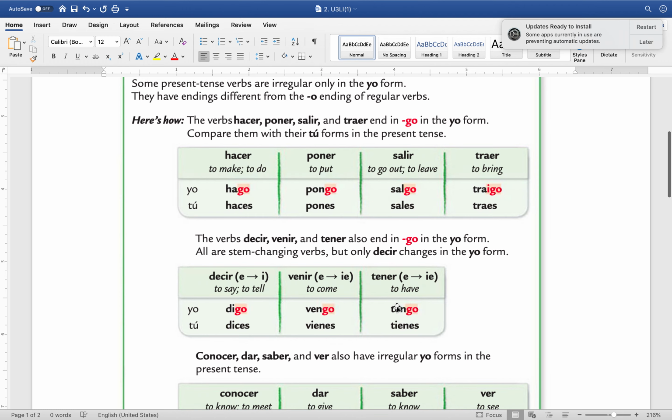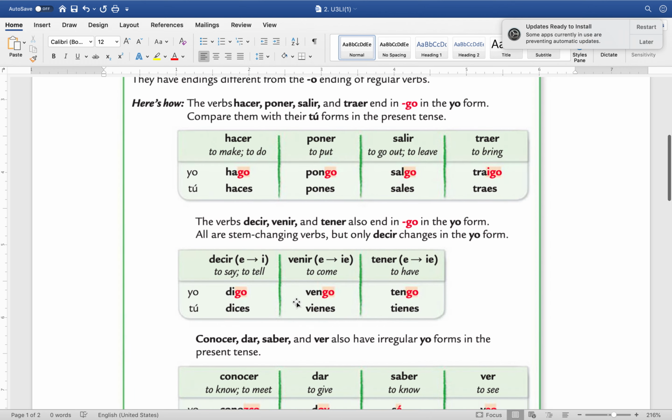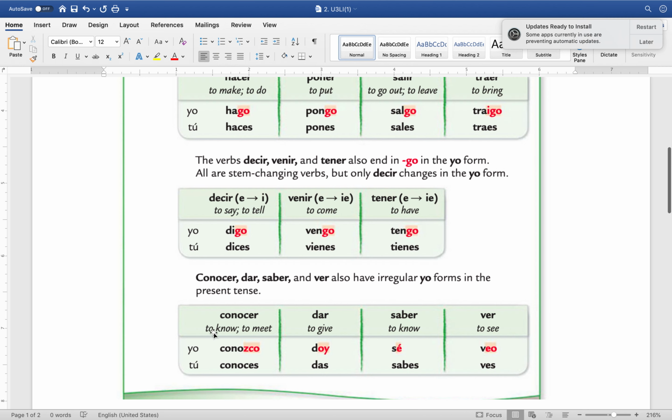Okay, but they are irregular yo verbs. Okay, because these are the endings. That's it. For conocer, dar, saber, and ver, you see they don't end in go, like this one right here. So we don't call those verbs the go verbs.